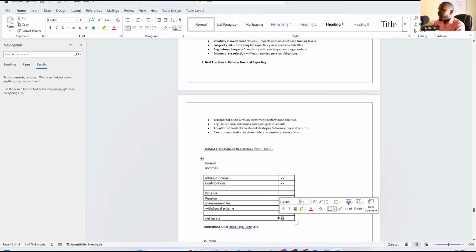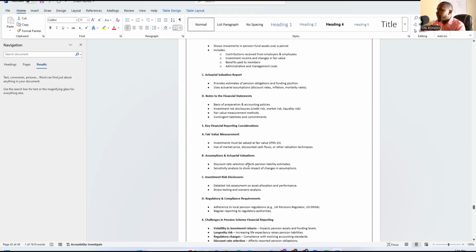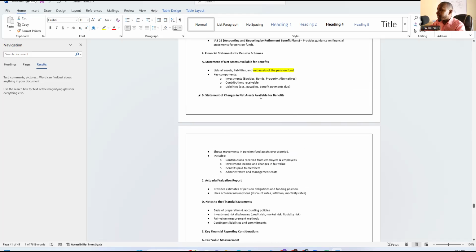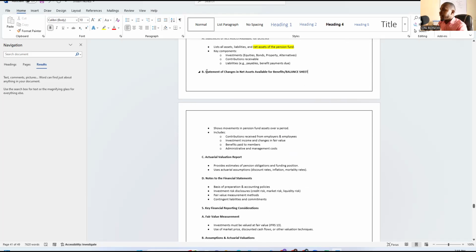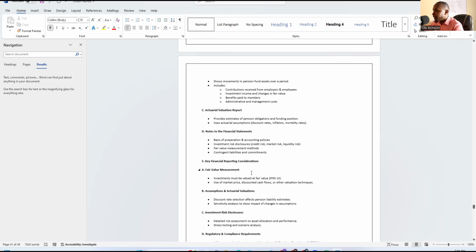So this is what you are going to take into another statement, which we call the statement of changes in net assets. This one acts like their balance sheet, or the statement of financial position. That one basically comprises non-current assets, current assets, equity, and liabilities. That's why we call it the statement of changes in net assets. We have a lot of theory there, which is self-explanatory.